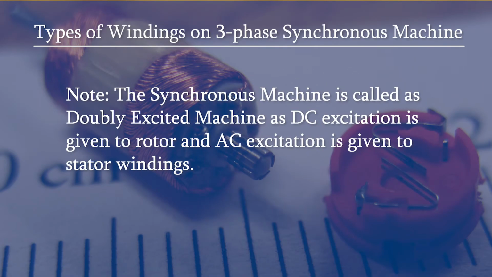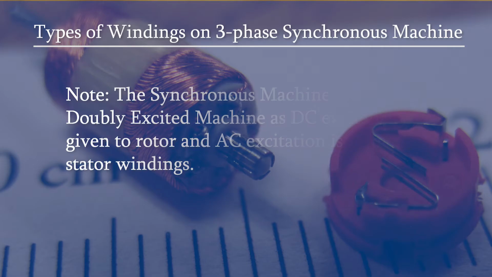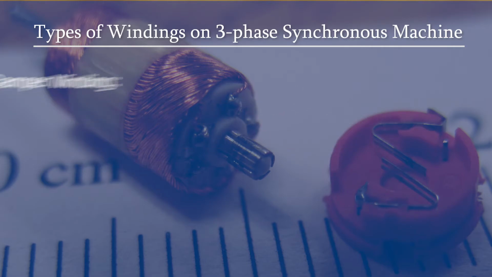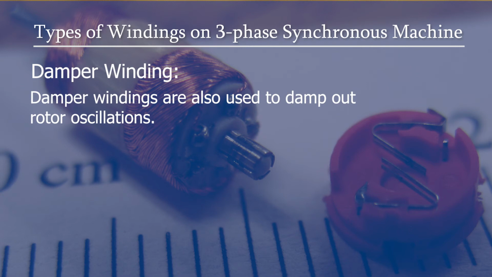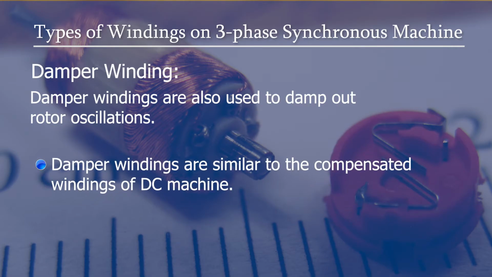Thus, we can say that the synchronous machine is sometimes referred to as a doubly excited machine, because we are exciting the field winding with the help of DC, whereas in the stator winding, we have AC, either AC going into the machine or AC going out of the machine. Then another type of winding is the damper winding. Damper windings are used to damp out rotor oscillations to give stable operation. Damper windings are similar to the compensating windings of DC machines.